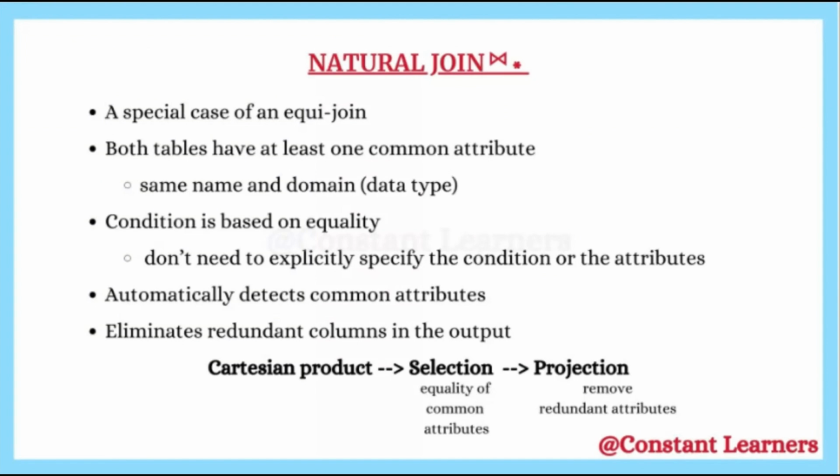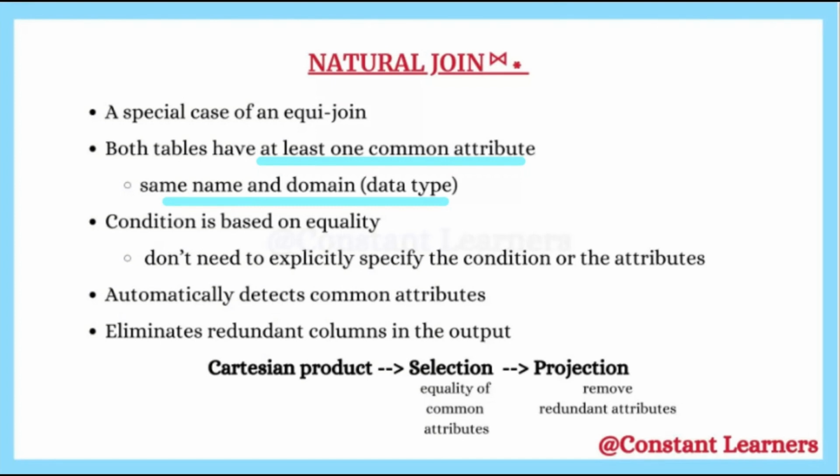Now, in natural join, it can only be performed if two tables have at least one common attribute, and those attributes must have same name and domain, that is the data type. So, both the tables should have at least one same column, one common column.